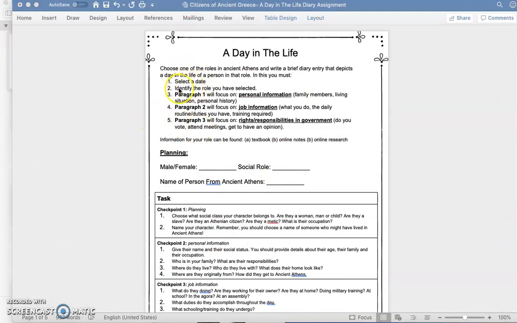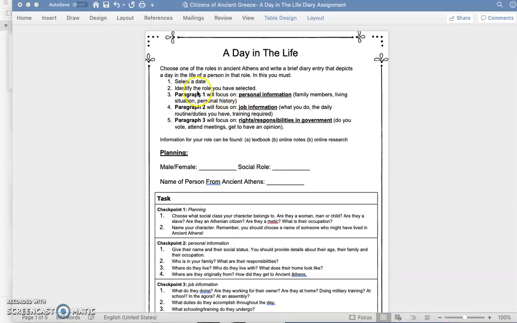So anyways, you can read through this, I know, but basically you're going to select a date, as we said, around 500 BC. You're going to identify your role. So first you're going to say, are you a male or a female? Because that should change what you do in a day-to-day task. Then you're going to say your social role or your social class. So are you going to be either a metic, a slave, or a citizen?